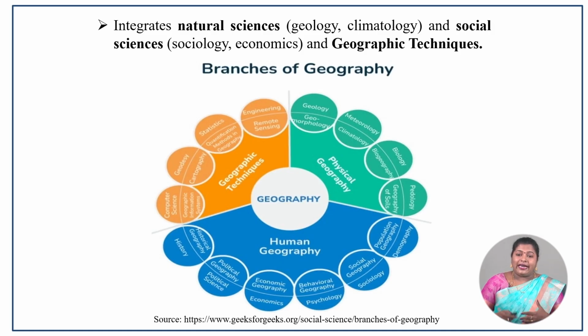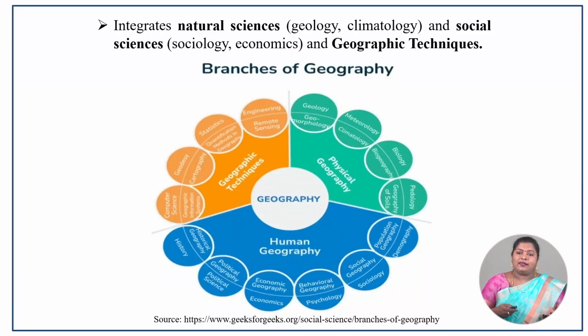Climatology in the other discipline is studied as meteorology. The next one is biogeography, which deals with the living things on the earth's surface, and it is dealt with in the biology subject. And the next one is the geography of soils, and it is connected with pedology. Then coming to human geography, the sub branch is population geography. In the other discipline, it is connected with demography.